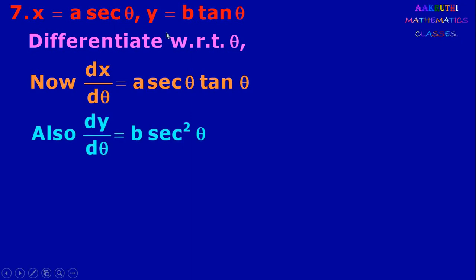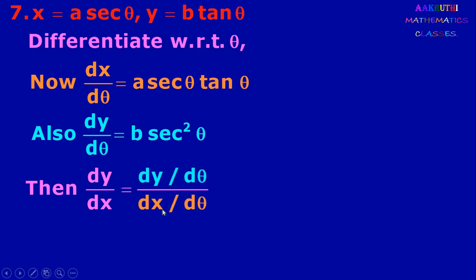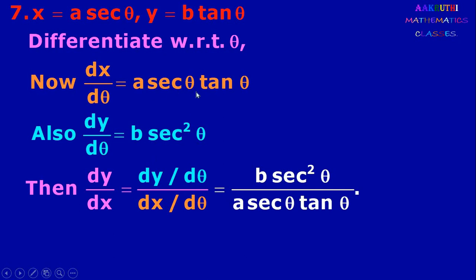So next it is dy by d theta. B is constant. Tan theta differentiation is secant square theta. So b into tan theta differentiation is secant square theta. Therefore dy by dx is dy by d theta divided by dx by d theta. So it is b secant square theta divided by a secant theta tan theta. Now here secant theta cancels. Remaining is b by a into secant theta divided by tan theta.